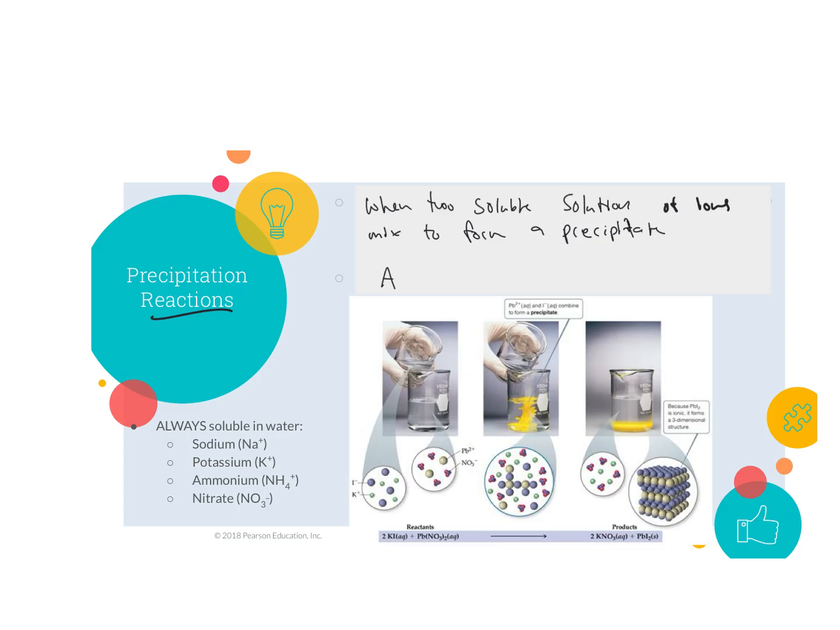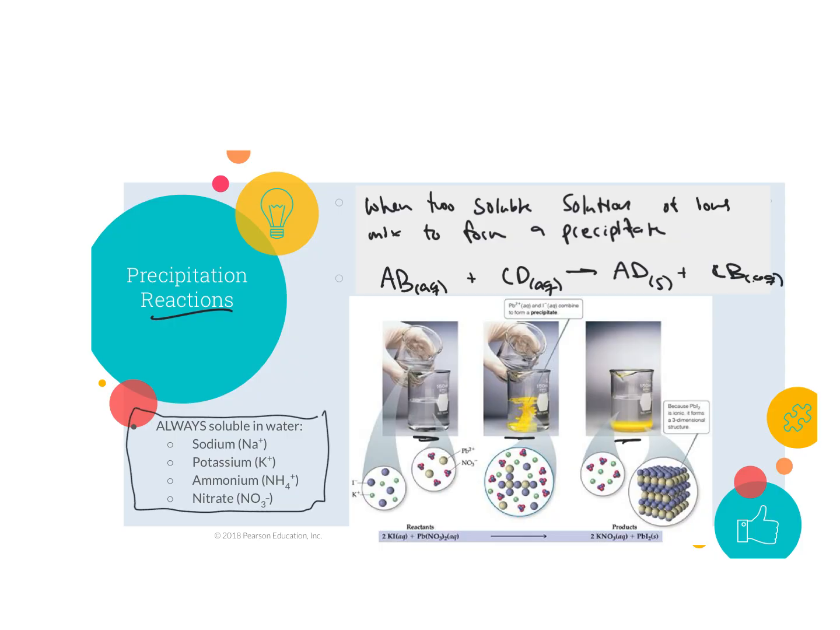In other words, AB aqueous plus CD aqueous react to form AD solid plus CB aqueous, right? Or it could be CB solid, AD aqueous. It doesn't really matter. One of them is going to be a solid, right? The example that I had shown in class was this lead iodide precipitation. We must also remember our solubility rules right down here. Sodium, potassium, ammonium, and nitrate, if you ever see those in an ionic compound, they will always be soluble in water. Otherwise, it will depend on the particular compound.